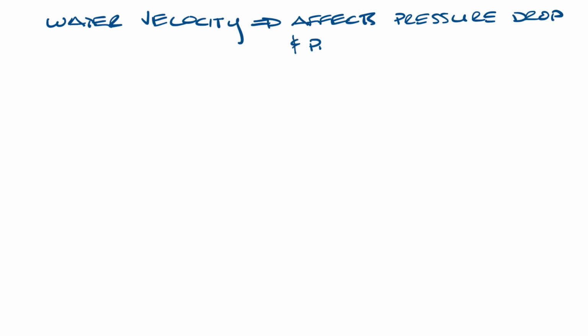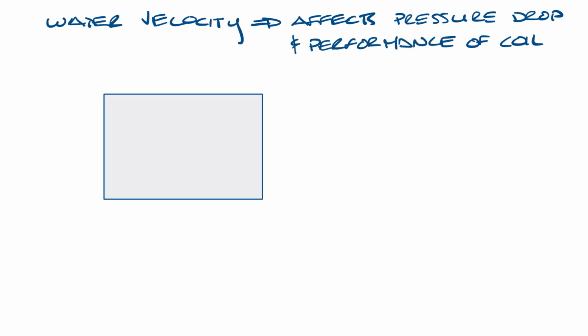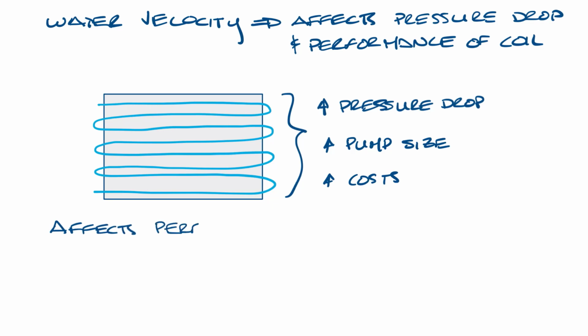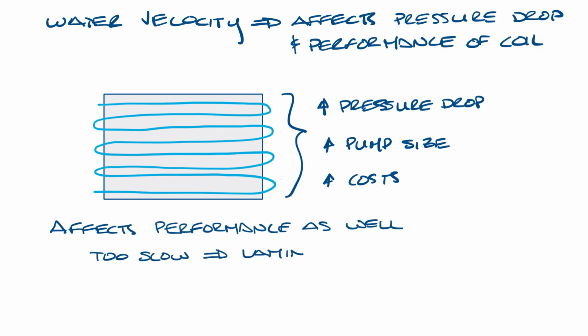So let's move this over a little bit. The water velocity affects the pressure drop and performance of the coil. Running 1 long tube like this would increase the pressure drop across the coil, which would affect the size of your pumps and increase the cost. The velocity is important for performance as well, because if the water moves too slow, you'll have laminar flow.